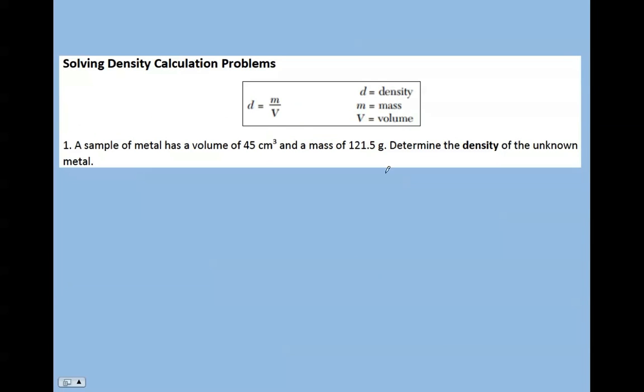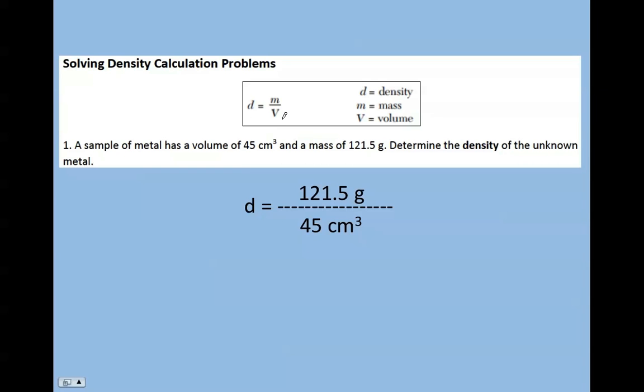You have this formula on the back of your Regents reference table. It gives you the formula and tells you what everything is. So it's really a matter of identifying variables and rearranging them to solve for your missing one. In this first one, we can identify from the reading that it has a volume of 45 centimeters cubed and a mass of 121.5 grams. So we would fill in mass and volume into the formula.